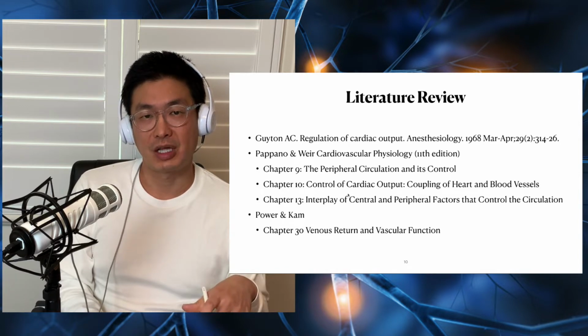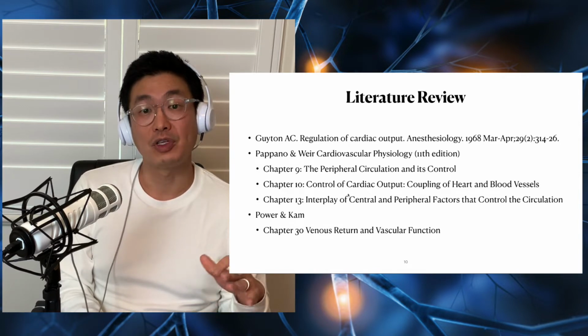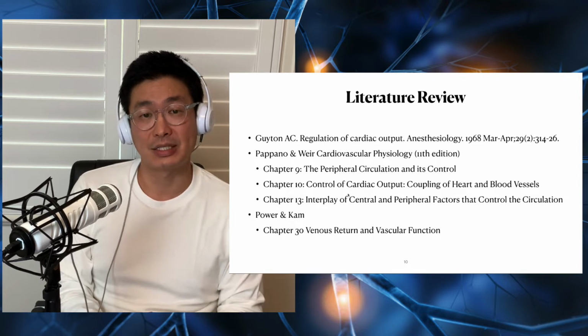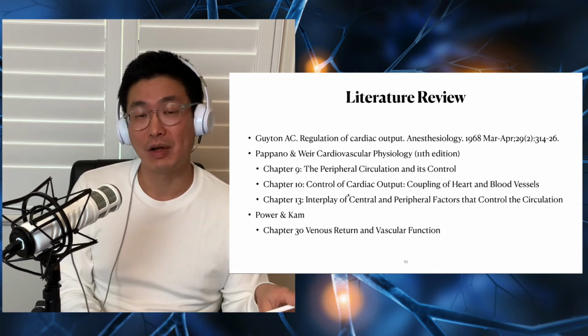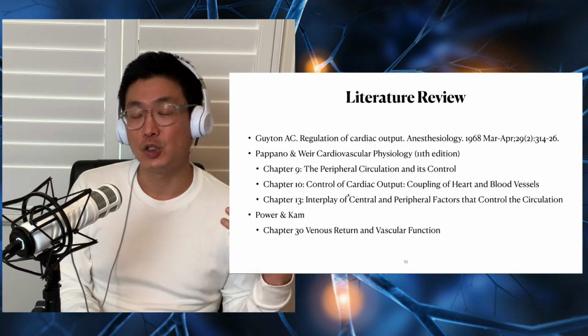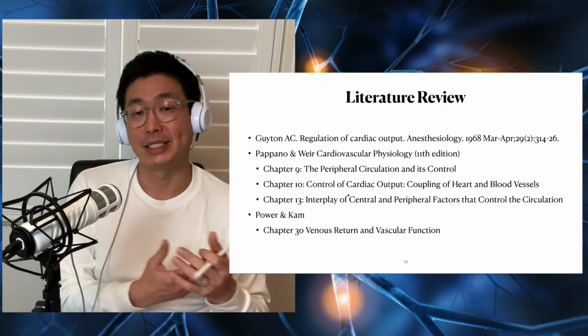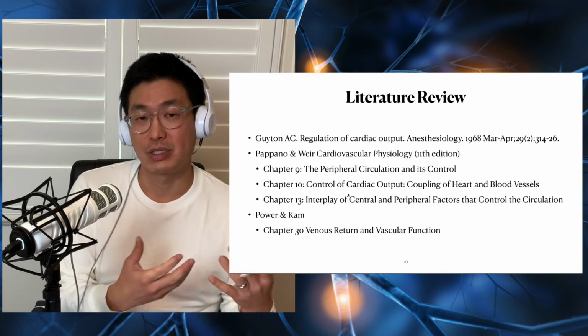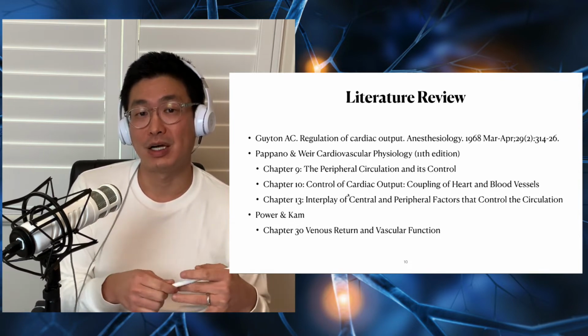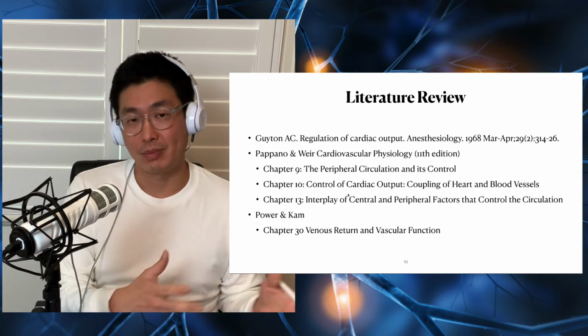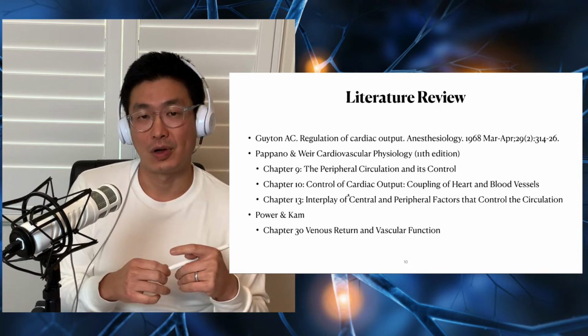This is the literature that I've used. So I've used that Guyton article. I've used the chapters which the examiner has suggested. And I've also used chapter 30 in Power and Chem. And the reason why I've done that is that they do bring up another idea or another way to sort of present that information, which I really like. And I'm actually going to use that to my advantage when I create my answer later on.